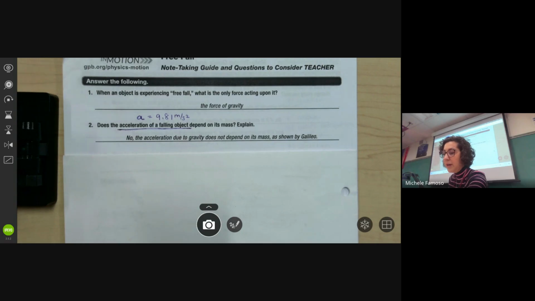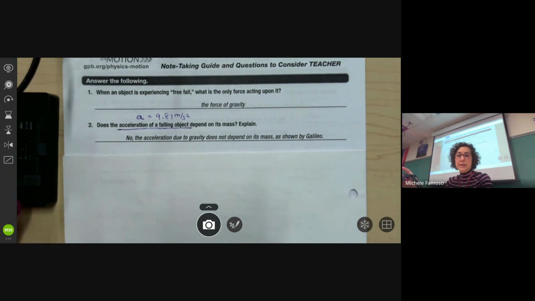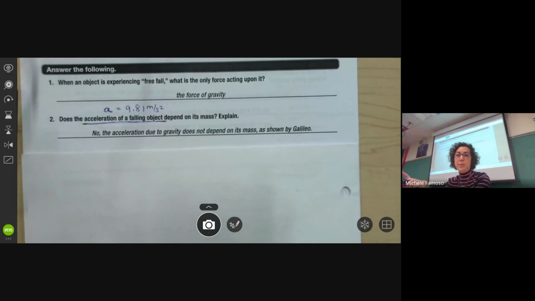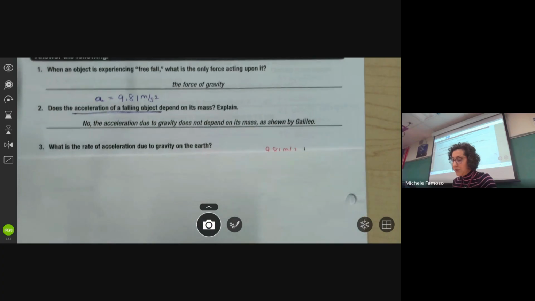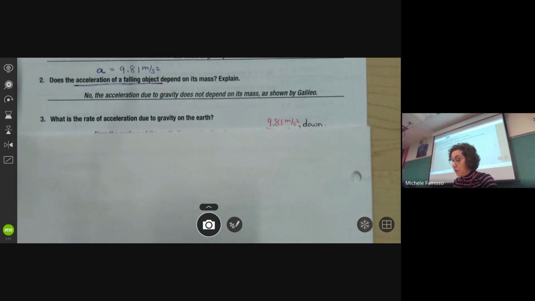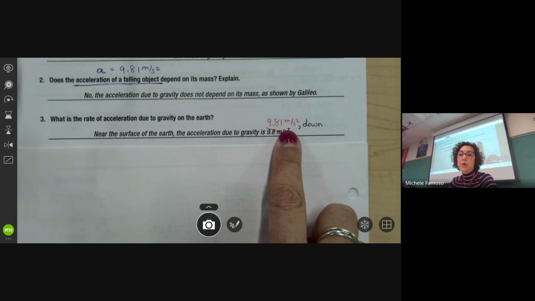Remember, we saw in that experiment from Galileo, and we saw the one on the moon, where when you drop the two objects, the hammer and the feather, without any air, they both fall at the same rate. And that acceleration is 9.81 meter per second squared going down to the ground. Number 3, what is the rate of acceleration due to gravity on Earth? We just said that, 9.81 meter per second squared going down.